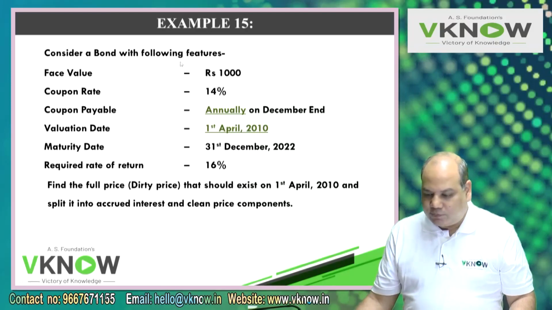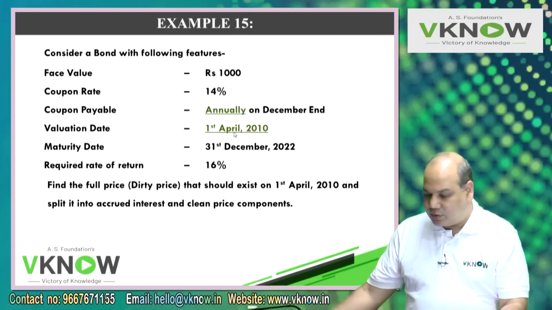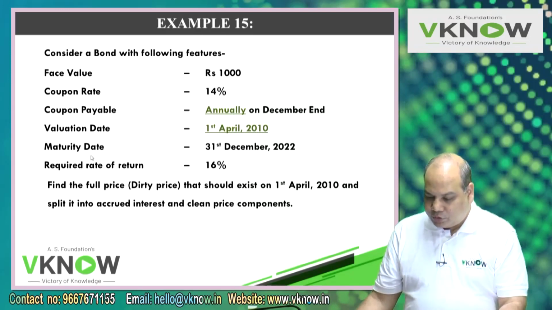Consider a bond with the following features. Face value rupees 1000. Coupon rate is 14%. Coupon payable annually on December end. Underline annually, because I am going to solve one problem for you which has semi-annual coupon also. So how to handle annual problem, how to handle semi-annual, both you have to learn. Both are asked in the exam. Valuation date is 1st April 2010 and maturity date is 31st December 2022.